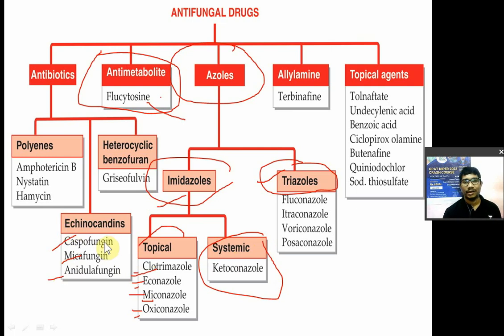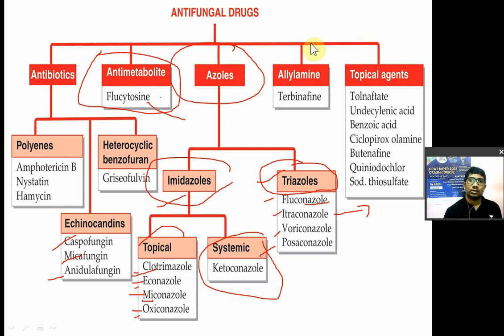Triazole azole antifungals, in that you have fluconazole, itraconazole, voriconazole, and posaconazole. Fluconazole, itraconazole, voriconazole, posaconazole. Posa, vori, itra, flu. Out of that, itraconazole is the most potent and it is a drug of choice for most of the systemic mycosis. Fluconazole is also a drug of choice in most of the systemic mycosis.